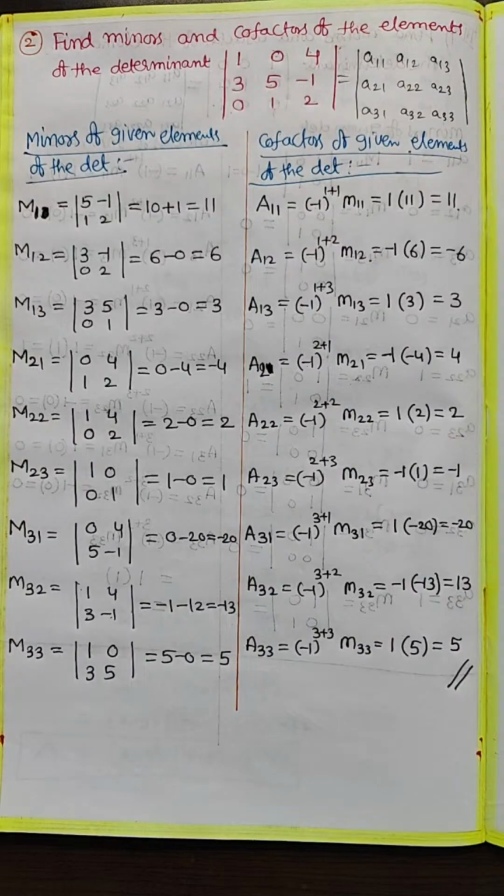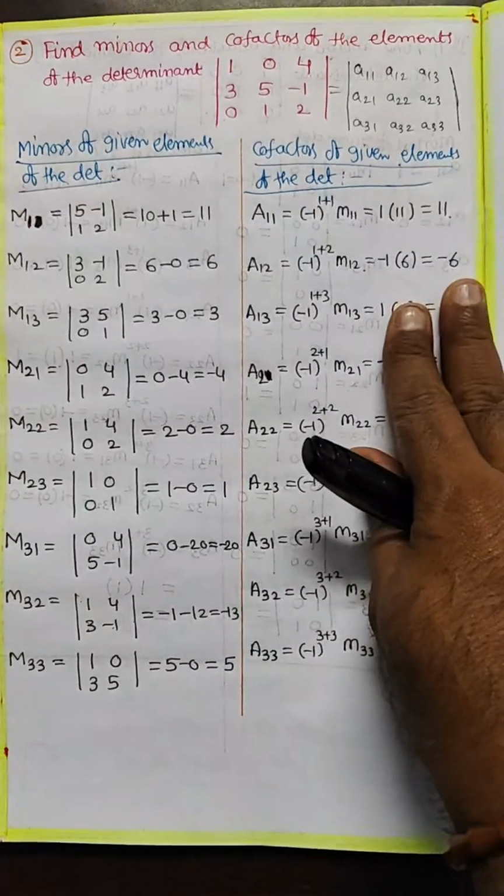So I hope in this class, the concept and problems of minors and cofactors of the elements of the given determinant are completed. I hope everyone understands, students.